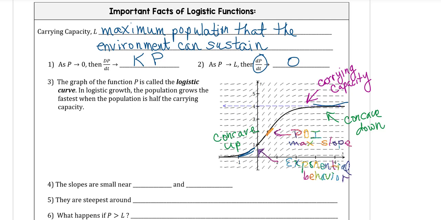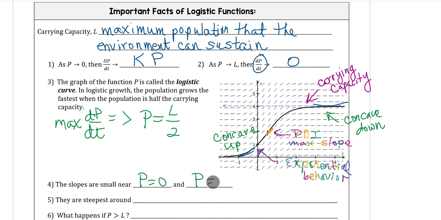In logistic growth, the population grows the fastest when the population is half the carrying capacity. So the max of dp dt occurs when p is half of L. And the slopes are small near our two horizontal asymptotes, one near p equals 0 and the other at p equals L. They're steepest at the inflection point.